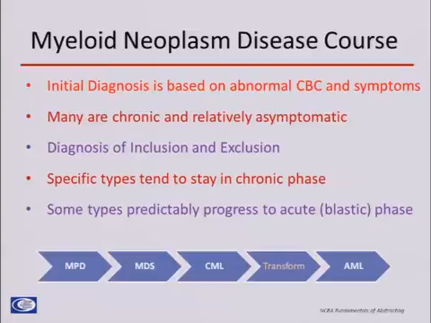Okay? So MPD is, no, P, proliferative. First proliferation, then dysplastic, then chronic, then acute. Okay? It goes in that stepwise progression. We've talked about a lot of these things already, like the diagnosis of inclusion or exclusion. And certain types tend to stay in that chronic phase, and they can be unpredictable, which ones change.